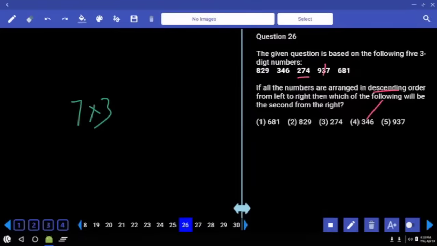The next one, 26. All the numbers are arranged in descending order from left to right. Left to right in descending order, this is 1, now this would be 2, now this is 3, 4 and 5. Then which of the following would be second from the right? Second from the right-hand side is nothing but the fourth element. Now the fourth is 346, choice for 26.